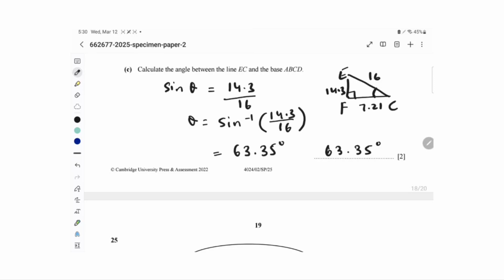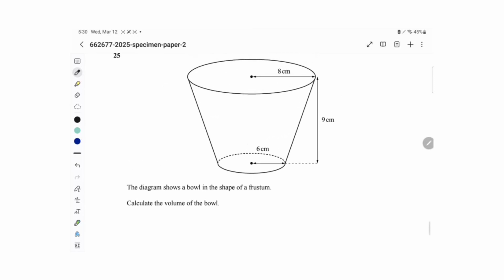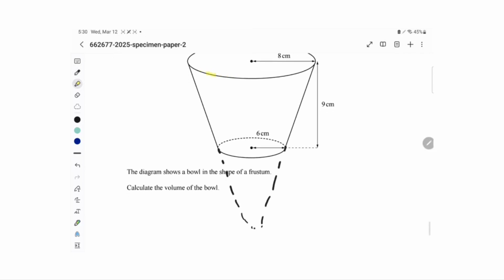Alright, question number 25. The diagram shows a bowl in the shape of a frustum, in which you can see that it's not a cone. Calculate the volume of the bowl. So we consider it like a cone, and to find the volume of this frustum, it means the volume of the bigger cone minus the volume of the smaller cone.